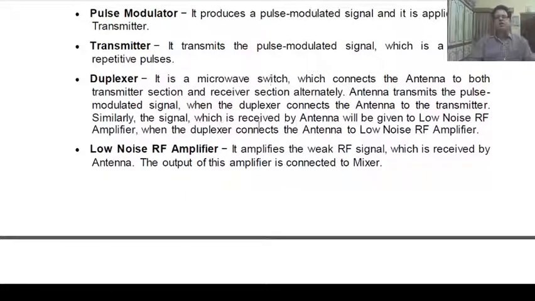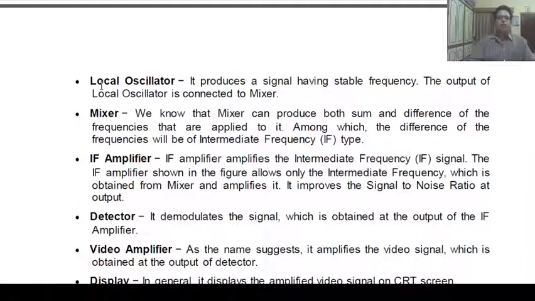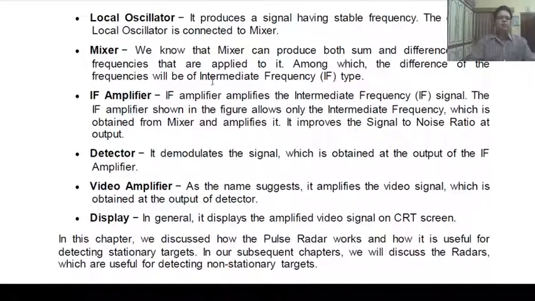Similarly, the signal which is received by the antenna will be given to the low noise RF amplifier when the duplexer connects the antenna to the low noise RF amplifier. Low noise RF amplifier. It amplifies the weak RF signal which is received by the antenna. The output of this amplifier is connected to the mixer. Local oscillator. It produces a signal having stable frequency. The output of the local oscillator is connected to the mixer.